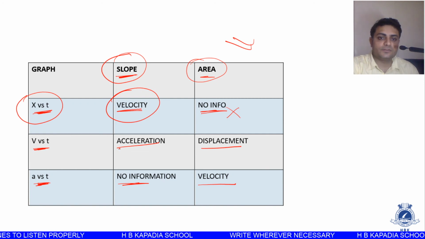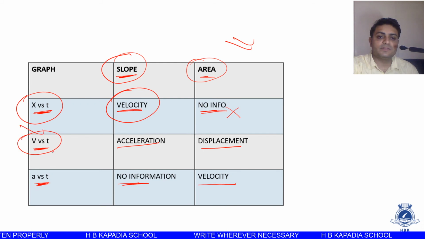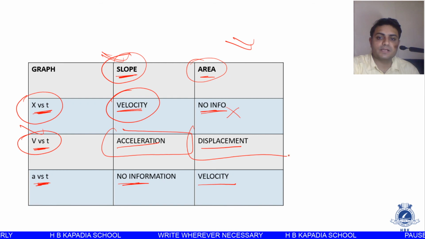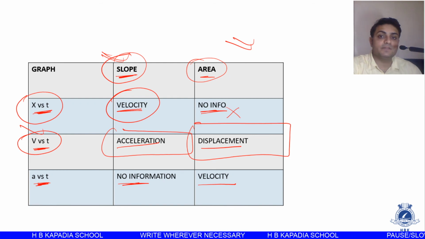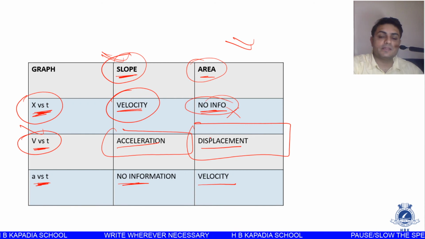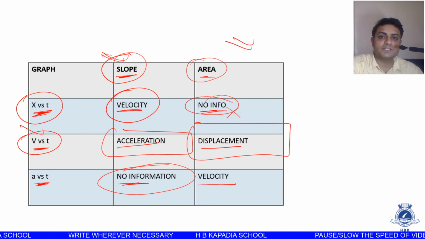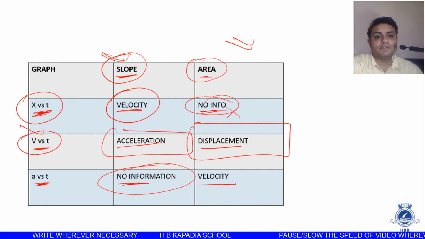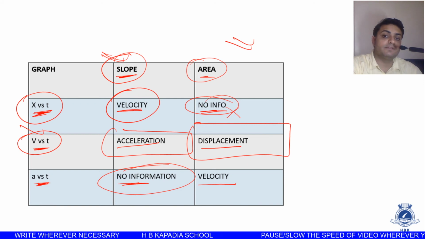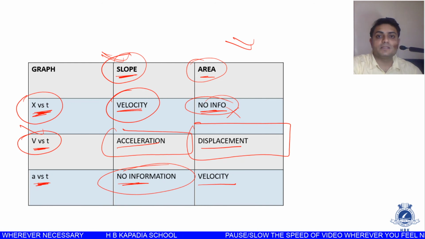So I will suggest you to pause this video and write down this thing. When we are studying the graph of velocity versus time, when we find the slope, it will give information about acceleration. When we find the area of the graph, it will give information about displacement. It means it is giving maximum information. Why? Because x versus t, while finding area, is not giving any information, and acceleration versus time also is not giving any information when we find the slope. But velocity versus time gives the maximum information. It gives information about acceleration and about displacement. So maximum information can be extracted with the help of the graph of v versus t.